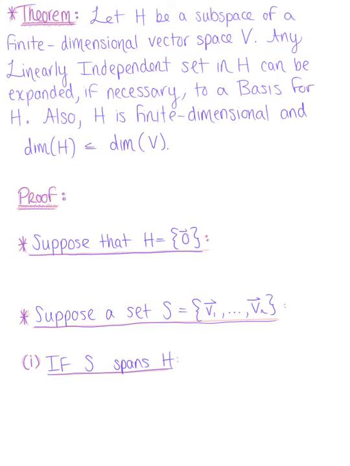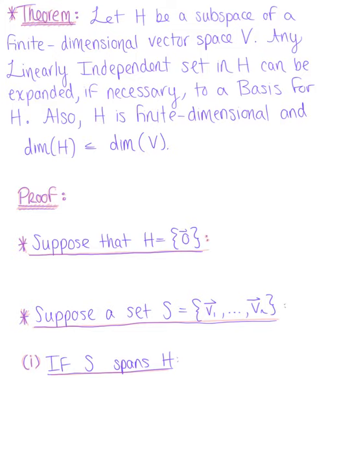So here we're looking at our third important proof of this section. We want to let H be a subspace of a finite dimensional vector space V. Any linearly independent set in the subspace H can be expanded, if necessary, to a basis for the subspace H. Also, H is finite dimensional, and the dimension of H is always less than or equal to the dimension of the vector space V. So we need to look at the proof for this.